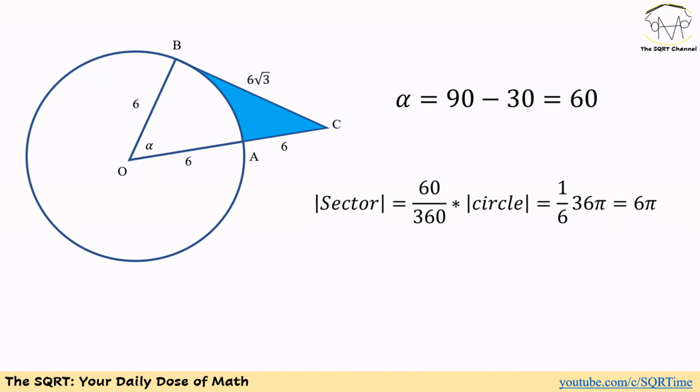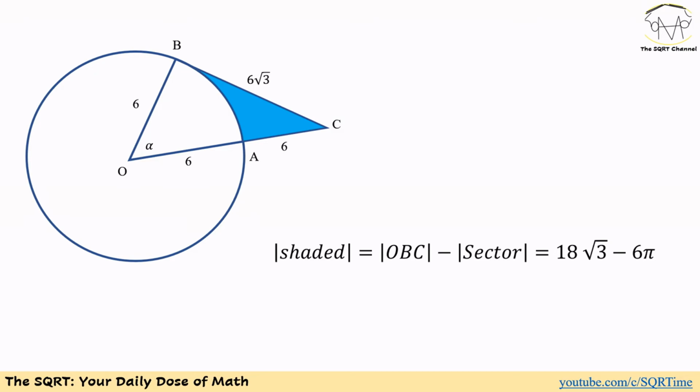Now that we have the area of the sector and also the area of the triangle, we can write and find the final area that we are requested. We can find the area of the blue region as the area of the triangle minus the area of the sector, which can be written as 18 square root of 3 minus 6 pi. And that's our final answer.